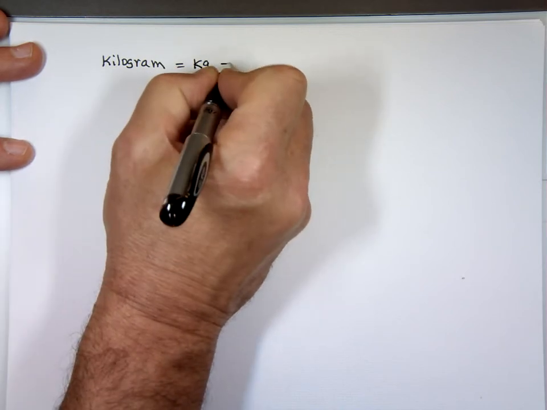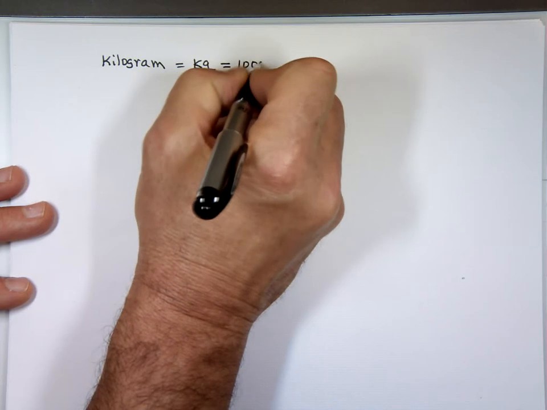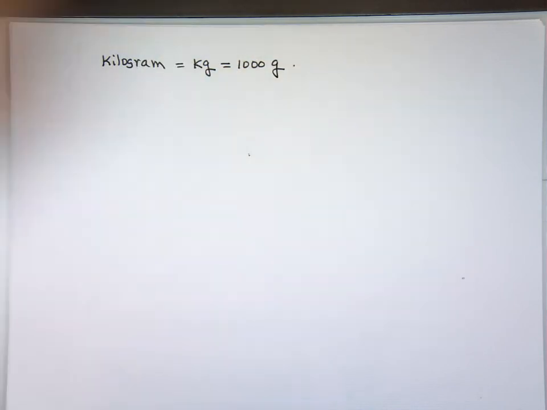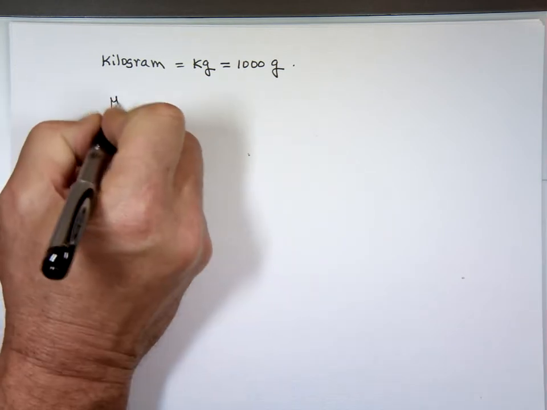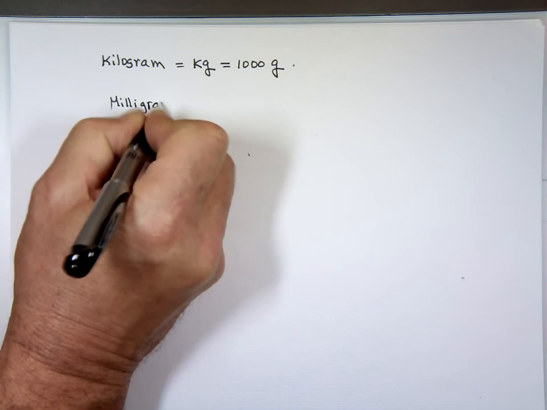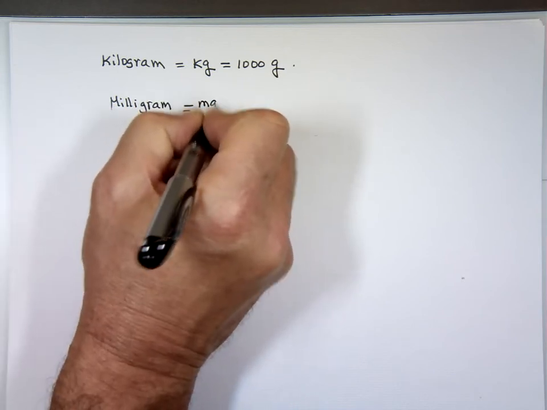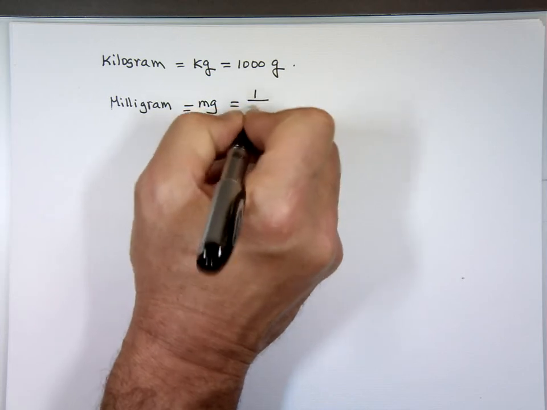We said kilo earlier is what? 1,000. This is 1,000 grams. We also use milligram for medications. Milligram, that's mg. That's a 1,000th of a gram.